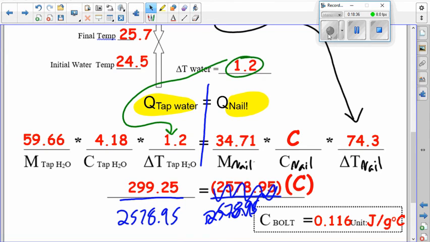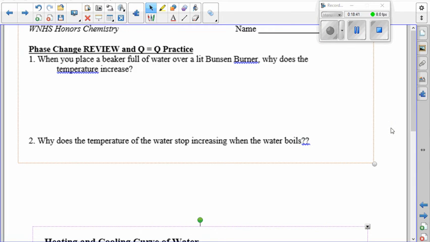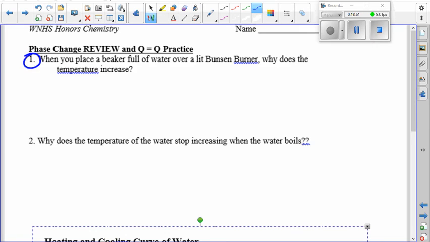Alrighty. So we're going to go ahead and transition over to this worksheet right here. So you guys can kind of pick where you want to start on these. You can start on the front, you can start on the back. So these first couple, when you place a beaker full of water over a Bunsen burner, why does the temperature increase? So when you first put the tap water on there, the temperature starts going up right away when you put it on the flame. Why is that? You can draw, you can go with bullet points, numbers, full sentences. You can do a drawing of some kind over there. As long as it's labeled neatly, I can tell what it is. So there's a lot of ways to answer that.